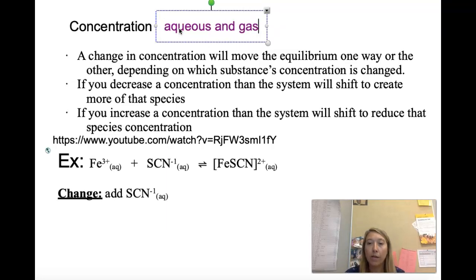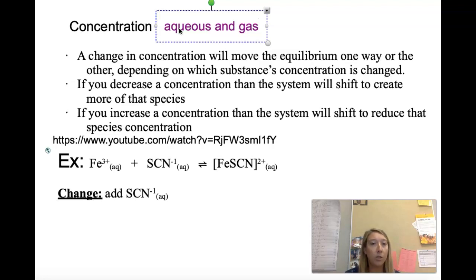Okay, and the reason for that is, for a solid and a liquid, concentration is dependent on density, and we're not changing its density. So why I say to make sure that you notice this is, if it tells you that it increases the amount of a solid or a liquid, that actually has no impact on the equilibrium position, okay? It's only going to matter if it's aqueous or gas. So really important to make sure that you are looking at your state so that you say the right shift.